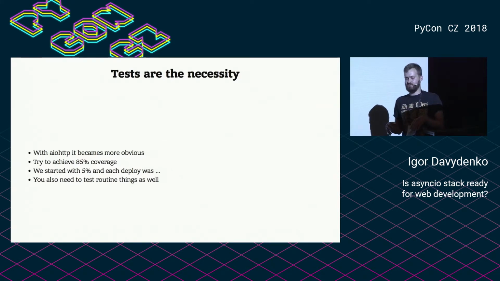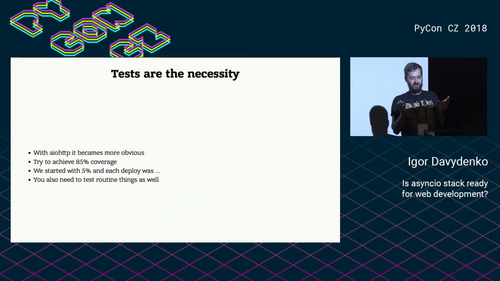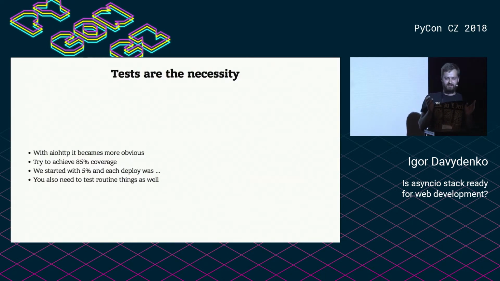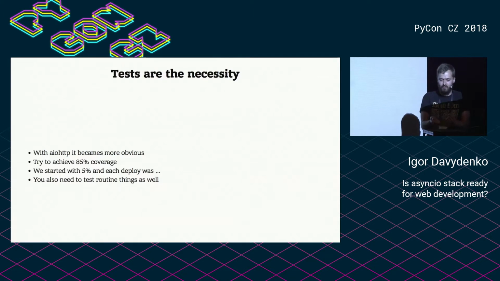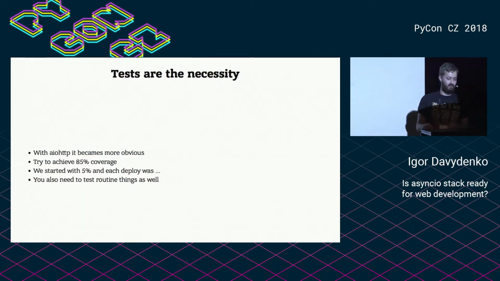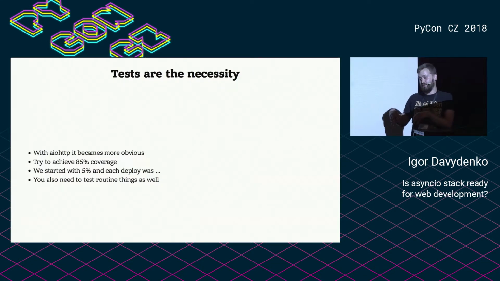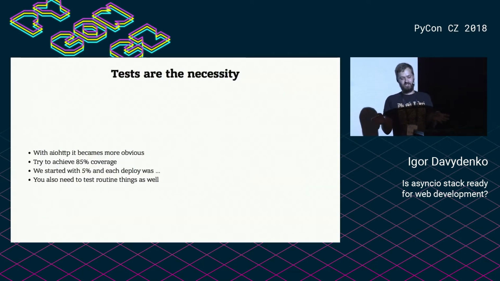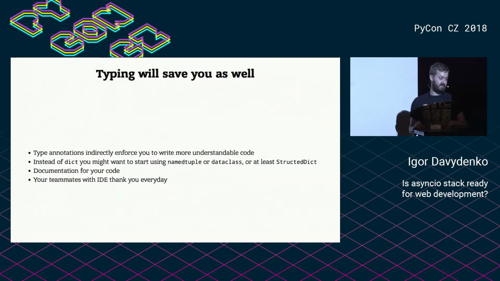At first our deploys had about 5% test coverage, and every morning you'd go to Kibana and check how many new errors the new deploy introduced, and the amount was a lot. And with aiohttp, you need to test routine things as well, things you don't need to test in Django because of that community and knowledge base. You still need to do that.